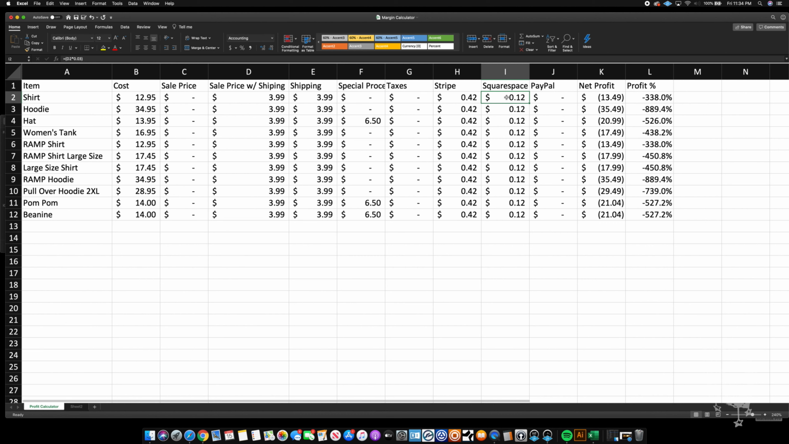Squarespace also charges you a fee unless, I believe, you're at the highest tier of their programs. And I don't sell enough shirts to justify that. So take my 3%, whatever. And then my shop also has PayPal. PayPal is a little bit different.